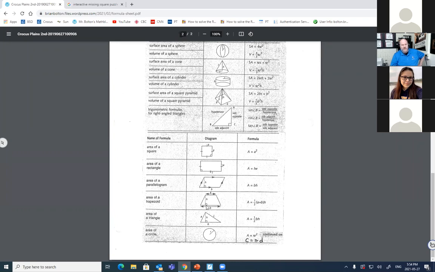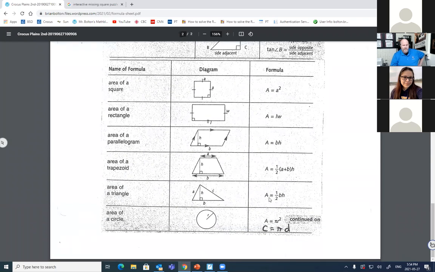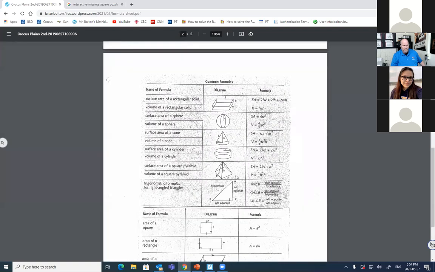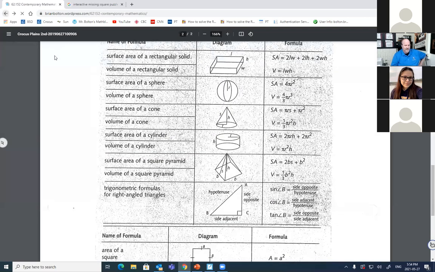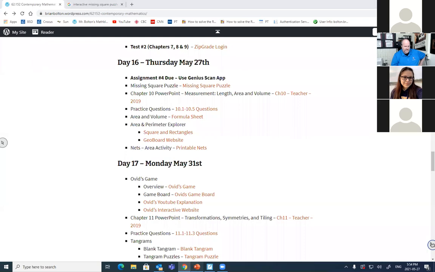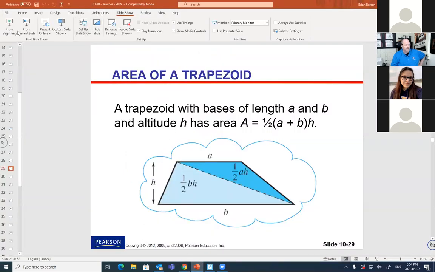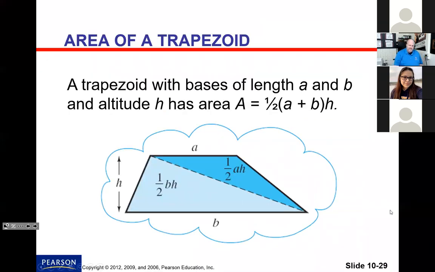Sometimes, look at the formula sheet here. You see the area of the triangle, you see how it's half times base times height. Sometimes you'll see it written as base times height over top of a 2, so base times height divided by 2. Same thing. Multiplying by a half is exactly the same as dividing by 2. So you'll sometimes see it written slightly differently.